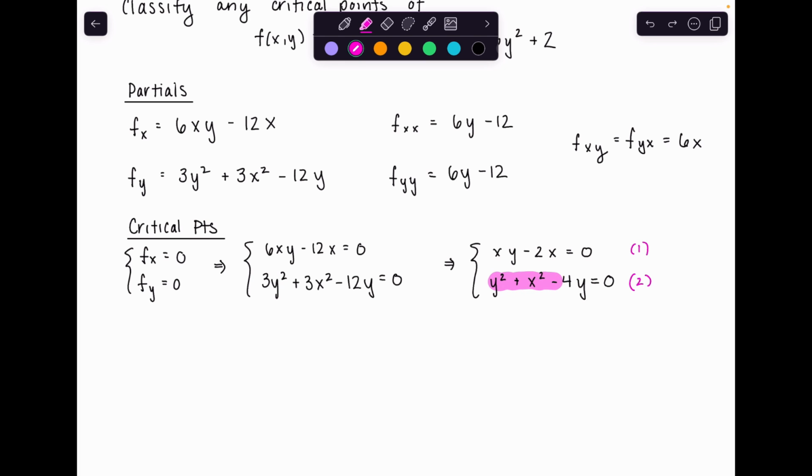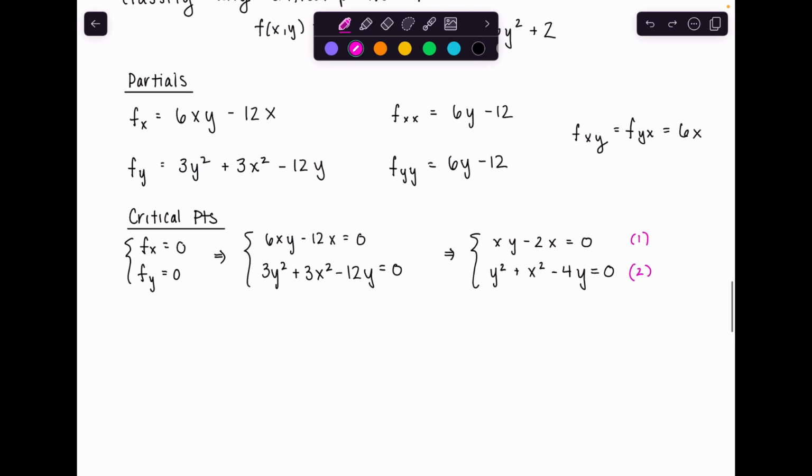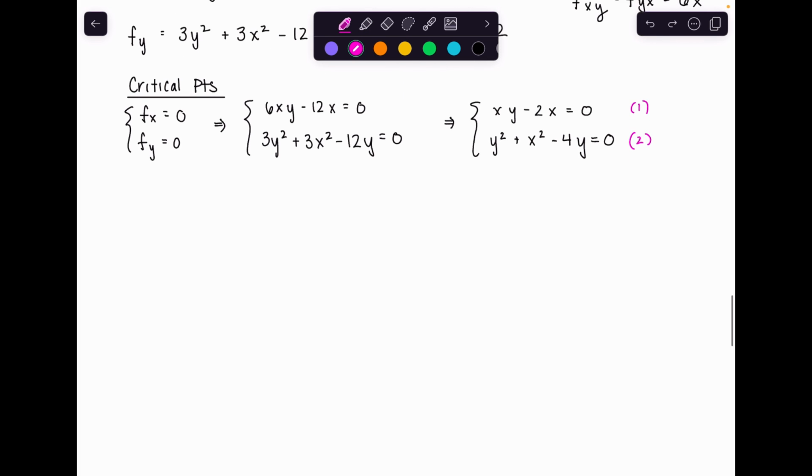If I tried to find x or y values that made the second one equal to 0, I don't even really know where to begin because none of these have something in common that I can take out. Looking at this first equation, however, both of those have an x in common that I can factor. And then I know what happens if I have the product of two things equal to 0. So I'm going to start with equation 1.